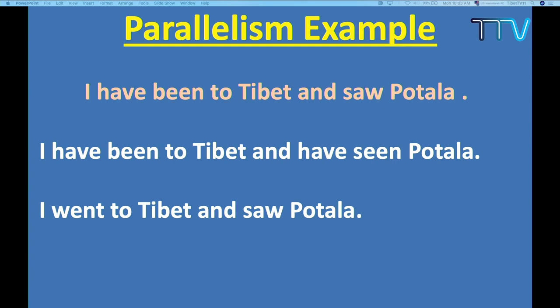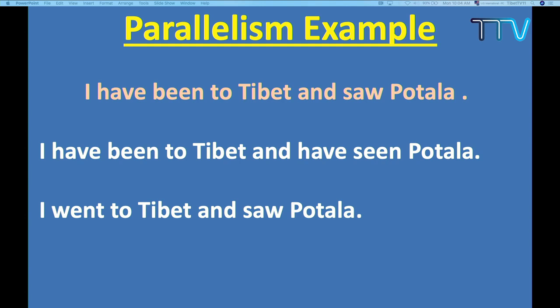For example, I have been to Tibet and saw Potala. Now here we are talking about the verb. I have been, that is one form. I saw, that is the other form. These two forms are not the same, isn't it? So whenever you have this kind of mistake, we don't call it a run-on sentence, we call it a mistake related to parallelism.